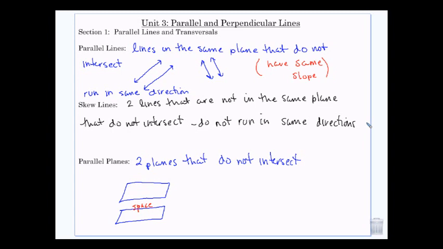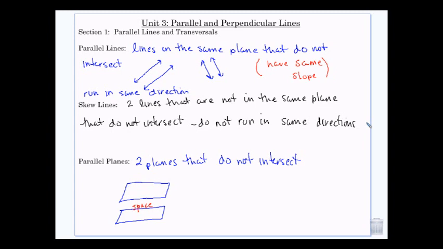A skew line is slightly turned. They'll never intersect, but there's no way for them to be in the same plane. There's not a plane that would exist that would cover them, if you think about a piece of paper, right? I can't have a piece of paper that both of these pens will stick to the way they are. So skew lines don't run in the same direction like a train track. They're kind of turned from each other.